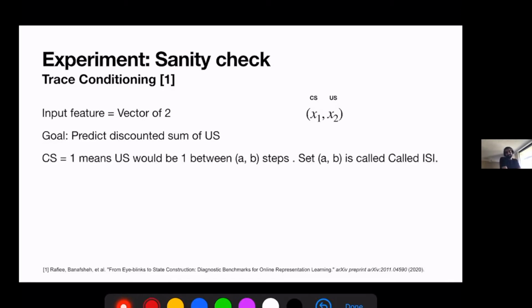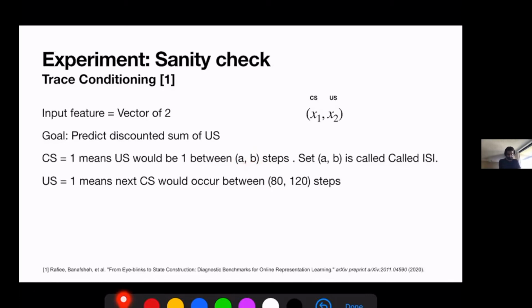And when CS is 1, that means the US would be 1 after a certain number of time steps. So here I'm saying that if this interval is A to B, and this is part of the problem specification, then I would sample a number between A and B, and the US would be on after that number of time steps. And this interval AB is called the ISI. And then once US is 1, the next CS would occur after 80 to 120 time steps. This is just a way of resetting between episodes without actually making it episodic. So it's a continuing task.